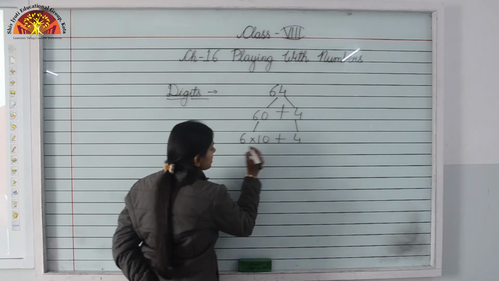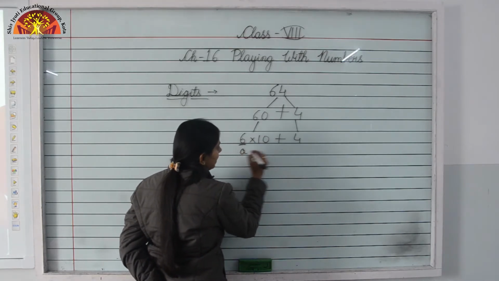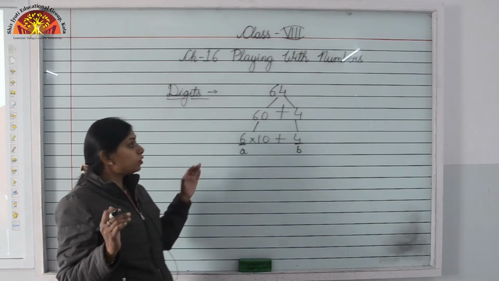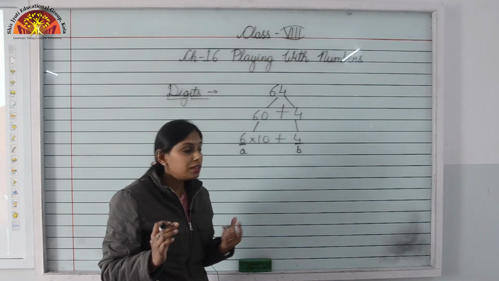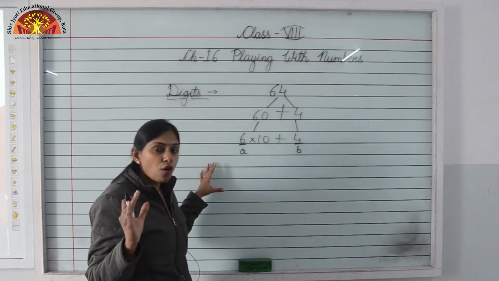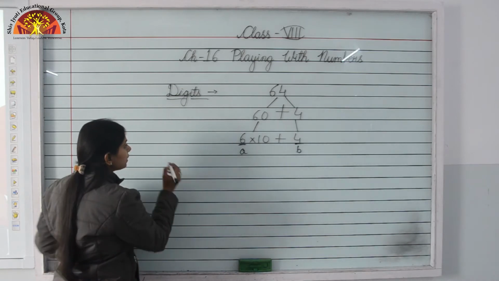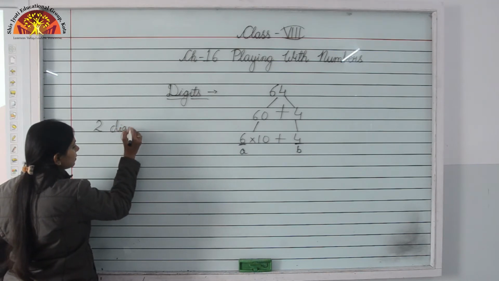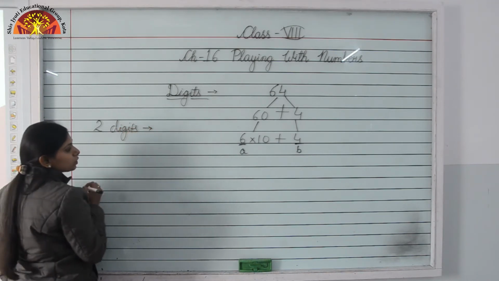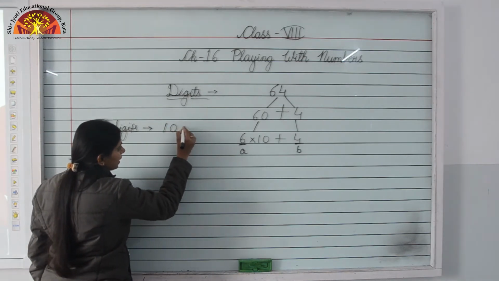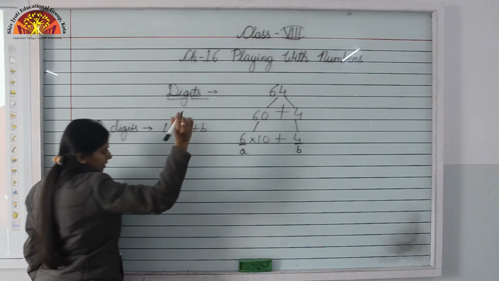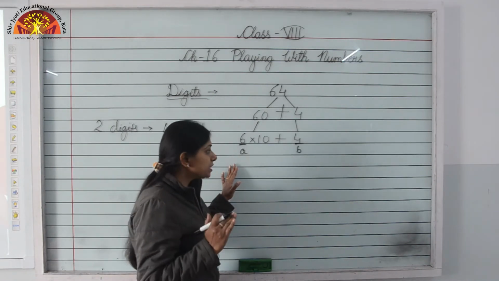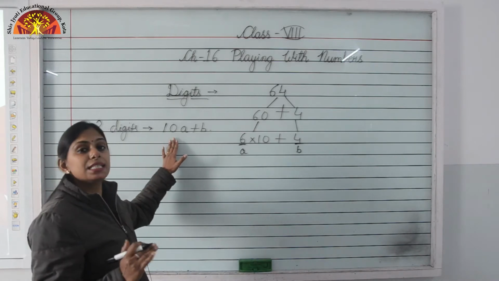So what can we call the numbers here? The number 6 is A and number 4 is B. That means if any number is a 2 digit number, is it clear? If any number consists of 2 digits, then what is the format that we are using? For the number with 2 digits, that is 10A plus B. Is it clear? When any number consists of 2 digits, then the format that we are using is 10A plus B.